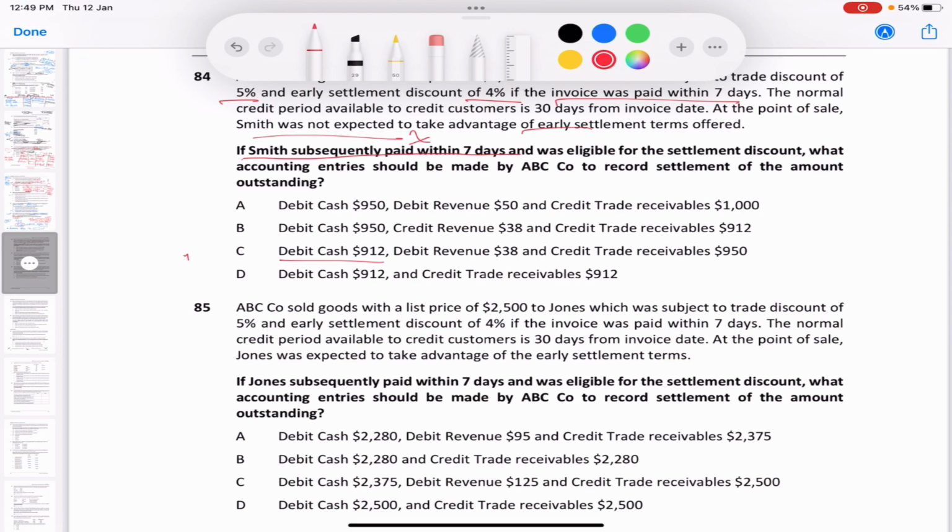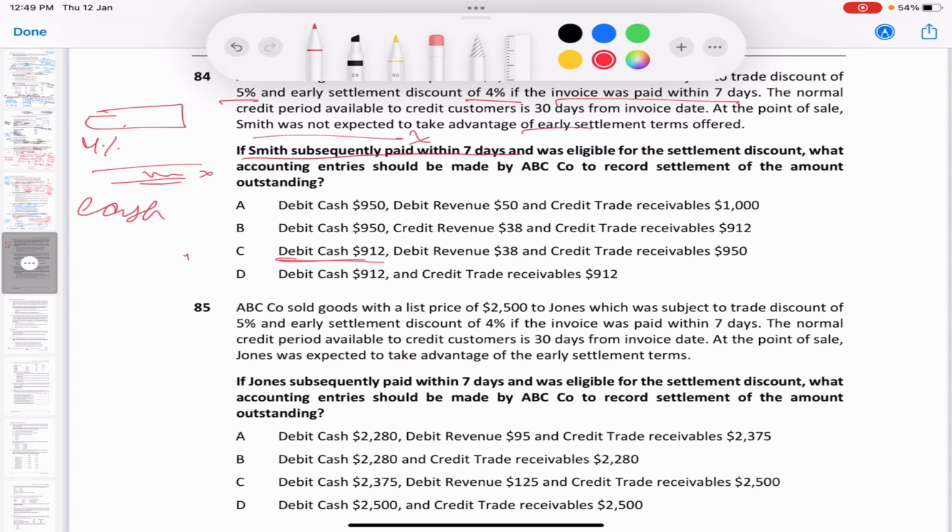Debit cash. Smith will give me cash. Smith will give me less cash only. Smith is not going to give me more cash, right? Now he will give me the price which also deducts the settlement discount. So firstly you have the value which is given in the question, which is 1000. From that minus the trade discount, and on that you have to calculate the settlement discount.